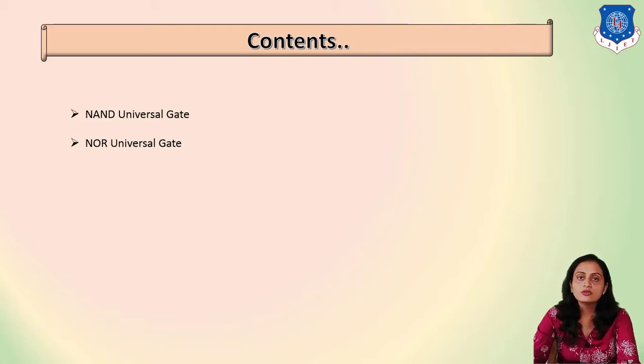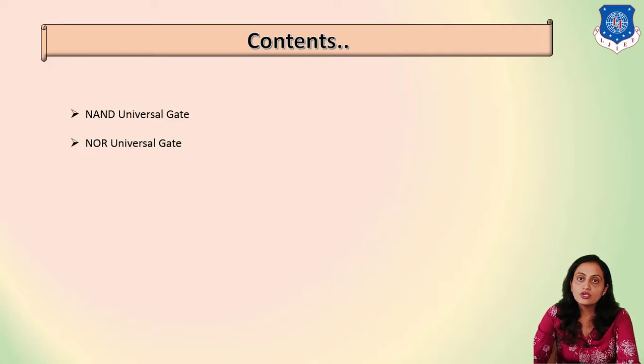So why is it called the universal gate? Because using just a NAND gate only, we can design any digital logic, and just using a NOR gate only, we can design any digital logic circuits.